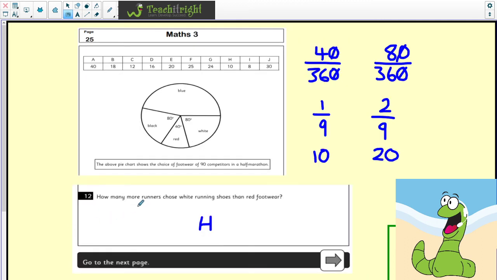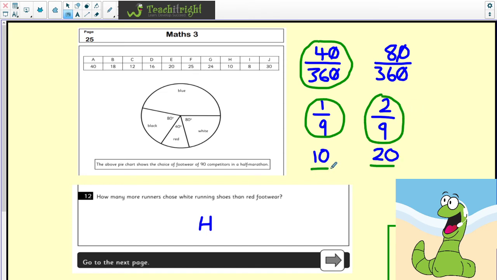Having a look at question 12. How many more runners chose white running shoes than red footwear? So again, what I've done here is I've just shown how it will look as a fraction. So we've got 40 over 360, and I'm just simplifying it down. So I've got 1 ninth, then we've got 80 over 360, and I'm going to simplify that to 2 ninths. So we've got 20 and we've got 10. Now, of course, the difference between those numbers, you obviously can do that in your head, is going to be 10, which gives you H.